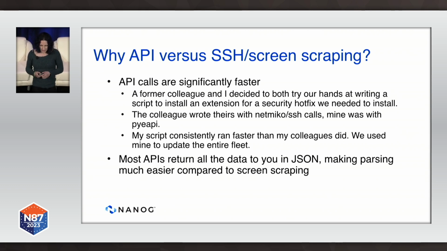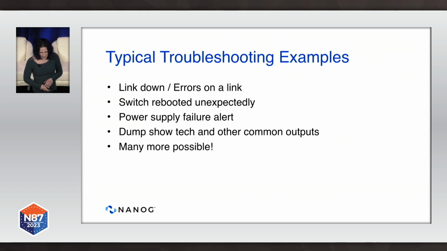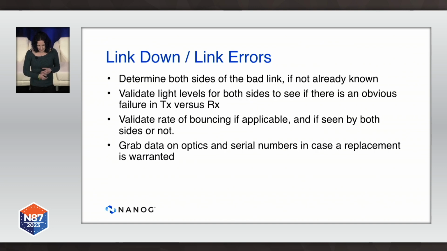And most APIs are going to return all the data to you in JSON, which makes parsing it a lot easier compared to screen scraping, where you have to format against all that output on the screen versus an actual library. So some typical troubleshooting examples, right? We're going to talk about link down, errors on the link, switch rebooting unexpectedly, a power supply failure alert. You often need to dump your show tech and other common things like your show logging, show agent logs, etc. Lots of things that we can get from APIs.